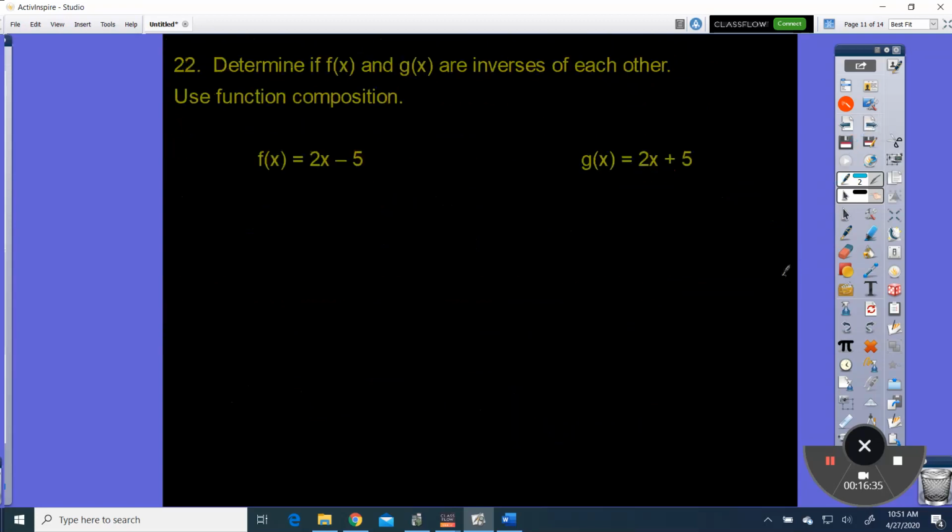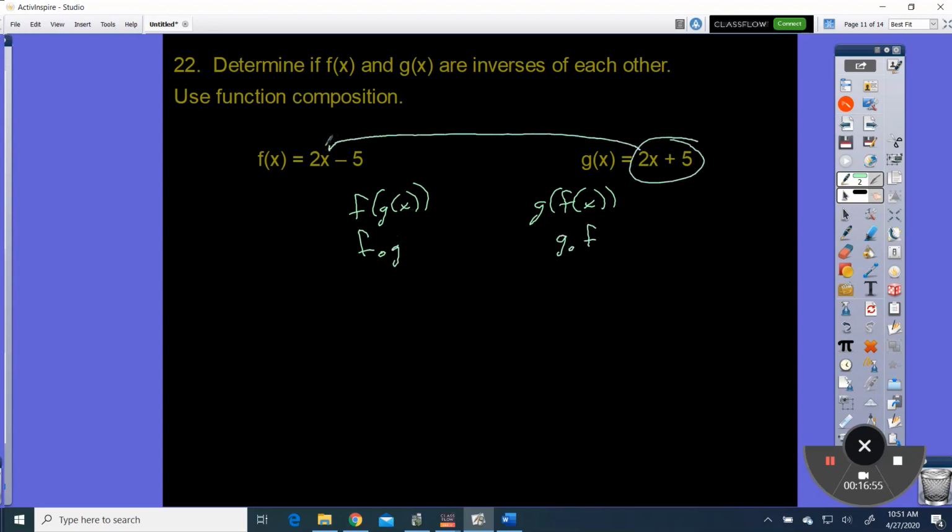Question number 22. Determine if these are inverses of each other. Remember, to determine if they're inverses of each other, you're going to do f of g of x and g of f of x, or fog, or gof, depending on which way you like to see that. But I'm going to take g, and I'm going to plug that in for that x right there. So I have 2x plus 5 minus 5. So I distribute that 2, I get 4x plus 10 minus 5, I get 4x plus 5. That did not make just plain old x. So as soon as I find out on one of them, it didn't work, I'm done.